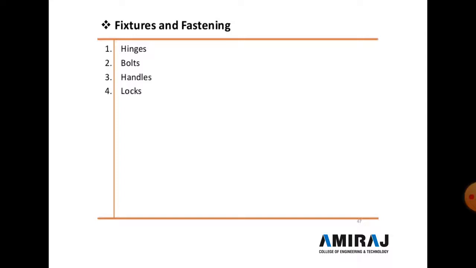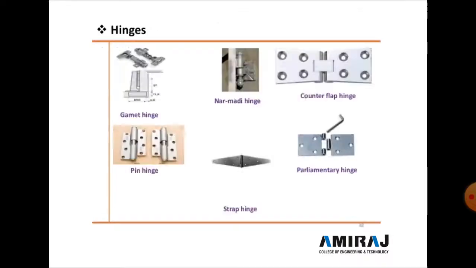Now next is fixtures and fastenings. Here four types of fixtures and fastenings are generally used: hinges, bolts, handles, and locks. These are the four main fixtures and fastenings used to fix the door and window. Here hinges are provided. Different types of hinges are generally used in windows and doors.